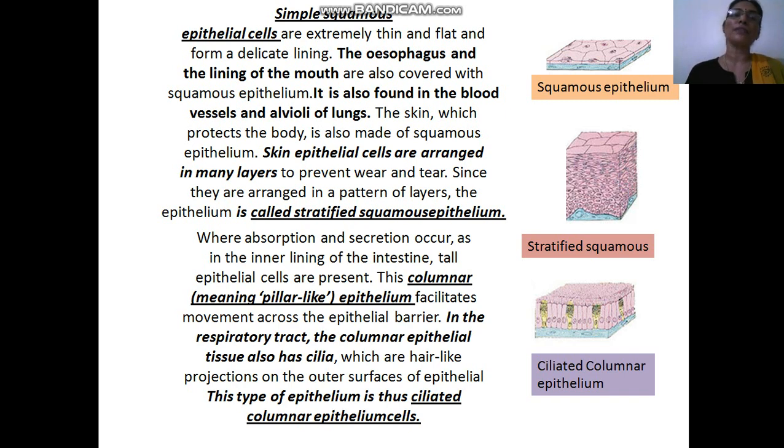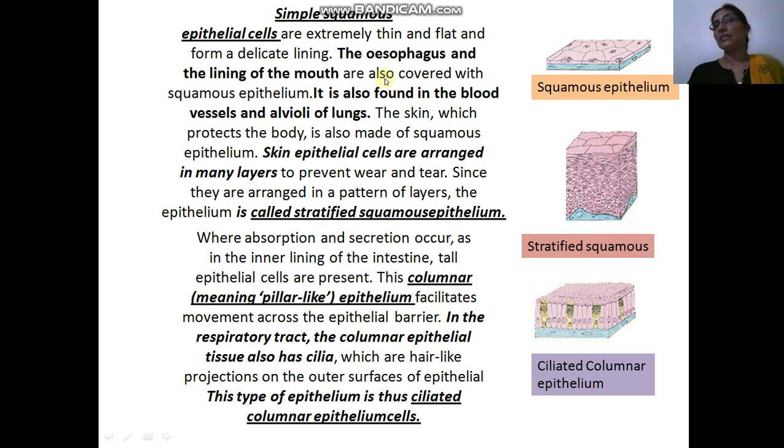You can see simple squamous epithelial tissues here. There is the picture of simple squamous epithelial tissues. Here you can see they are very thin and flat tissues. The cells of these tissues are very flat and thin. They can be seen on the covering of blood vessels and the alveoli of lungs, and also in the esophagus and lining of the mouth. All of these have squamous epithelium.